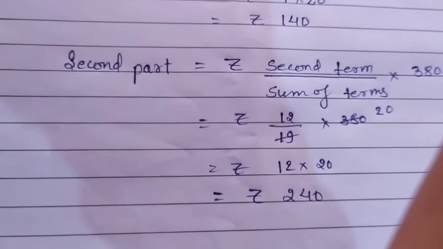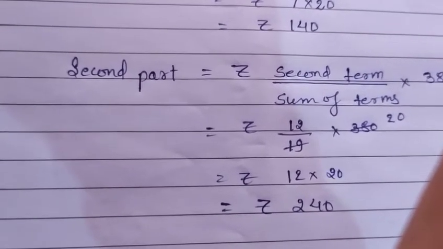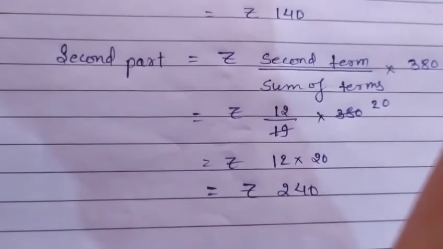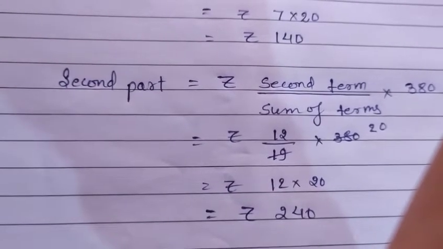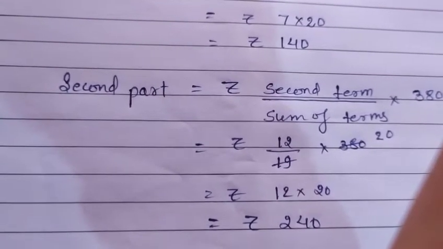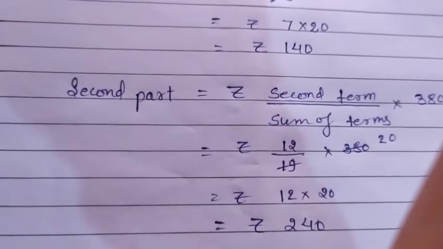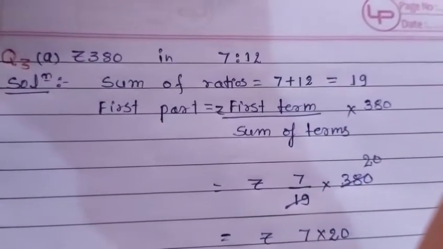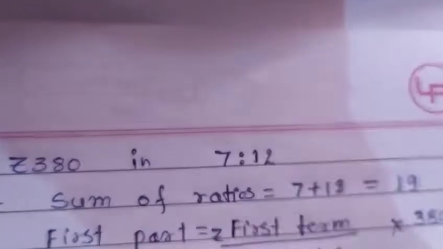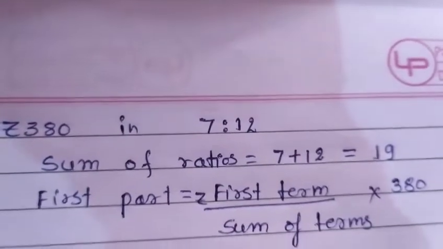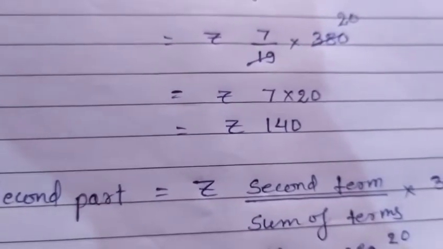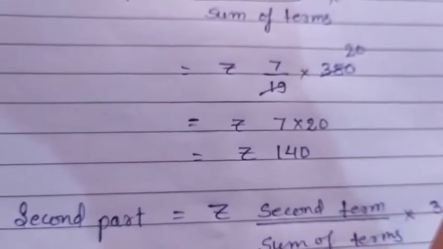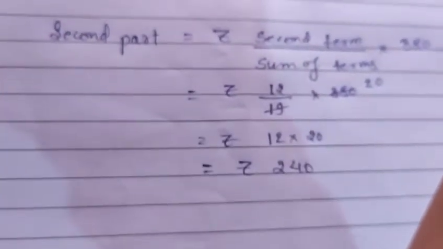Now we have to check. If we have to check whether the answers are correct or not, then simply add these parts, 140 and 240. Very simply you get 380, which means your answer is correct. Another way of checking: the first term, 7, is less than 12, so our first part, 140, should be less, and the second part, 240, is more than the first. So this is the way to solve this question.